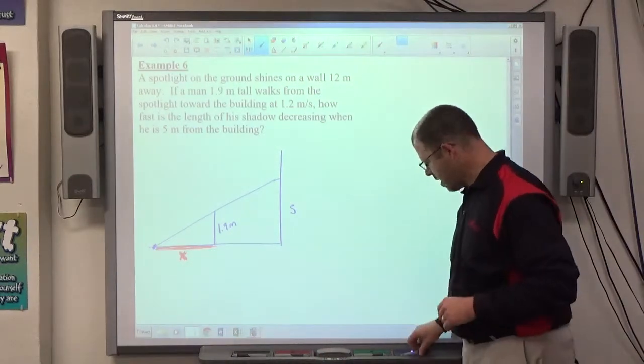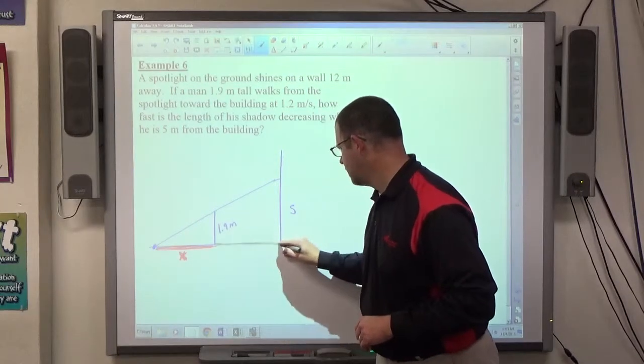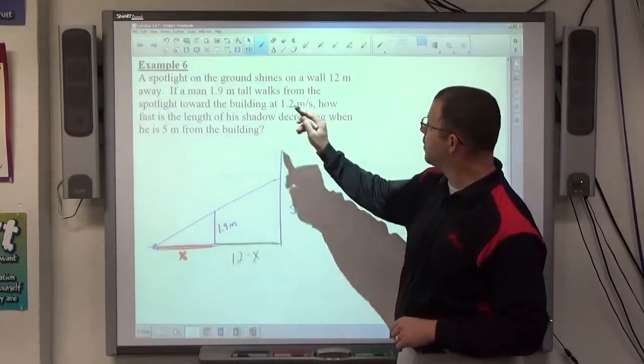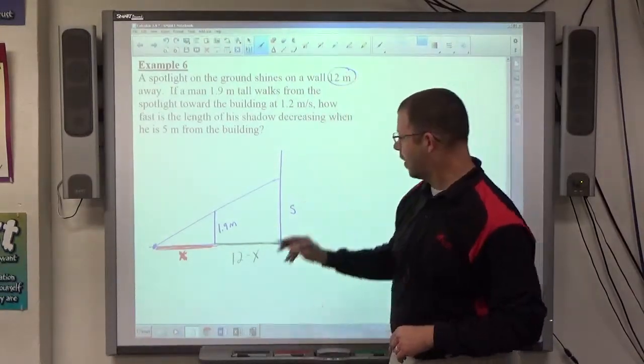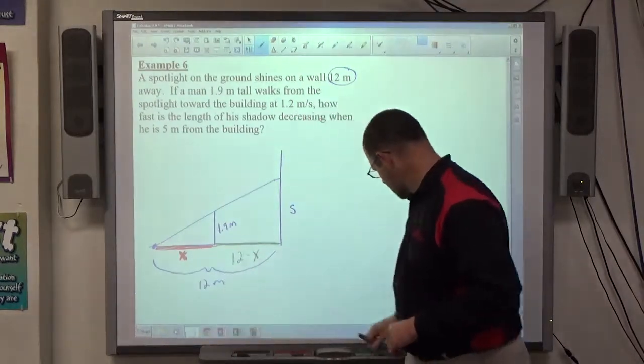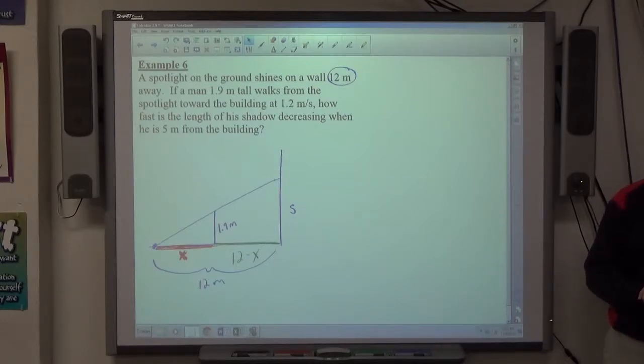All right. Can we determine how big this is here? 12 minus x. It's 12 minus x because we know for a fact the entire distance from the spotlight to the wall is 12 meters away. So this distance here is 12 meters. The wall isn't moving, the spotlight isn't moving, so 12 meters is 12 meters. But x and 12 minus x are changing, so we're using variables to represent the green and the red there. Again, the shadow is changing height depending on which direction he's going, right? So that's a valid picture for what's going on.